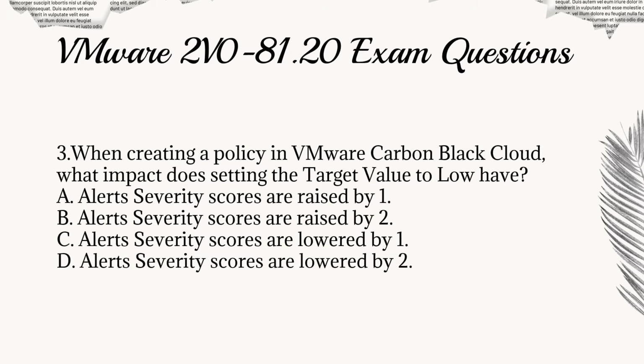3. When creating a policy in VMware Carbon Black Cloud, what impact does setting the target value to low have? A. Alert severity scores are raised by 1. B. Alert severity scores are raised by 2. C. Alert severity scores are lowered by 1. D. Alert severity scores are lowered by 2.